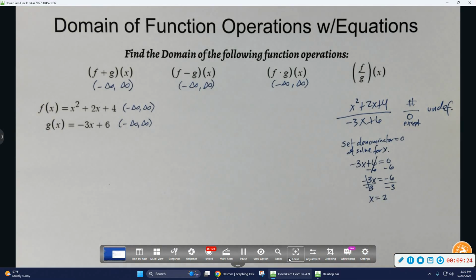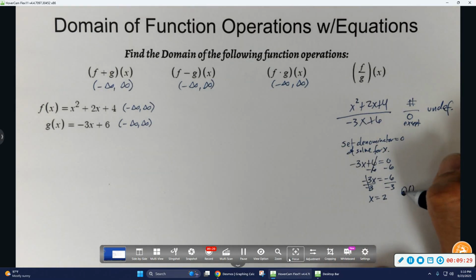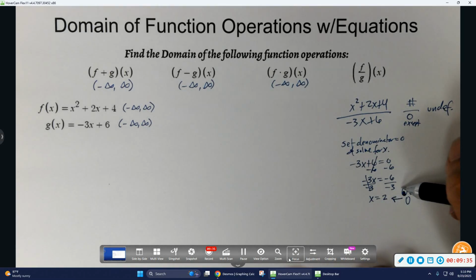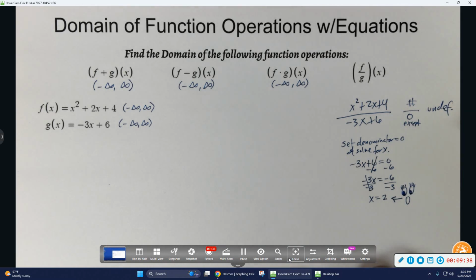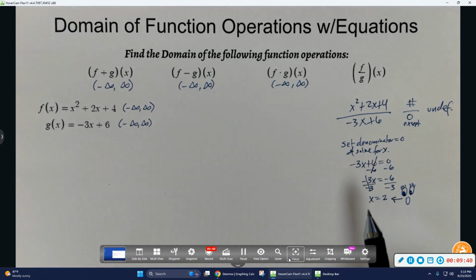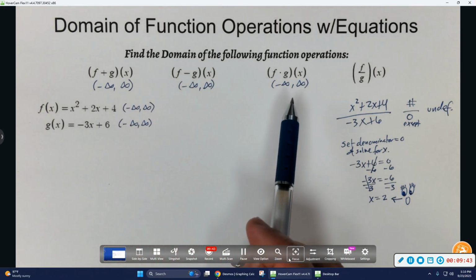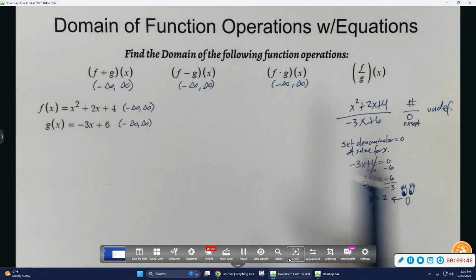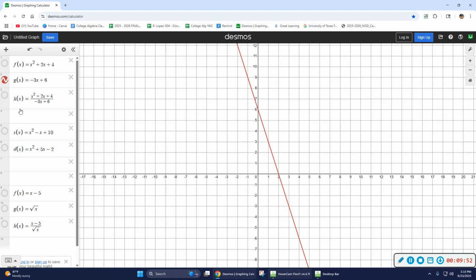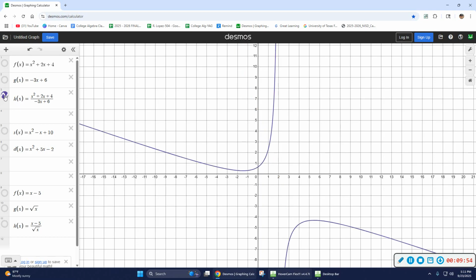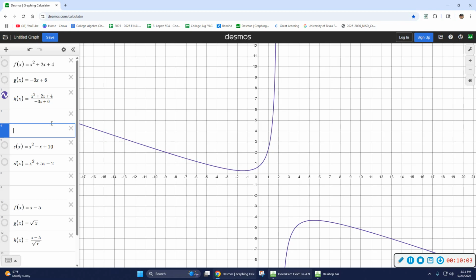So now, when I graph the division function, I'm going to pay close attention to x equals 2. Okay, so for all of these functions, the domain will be from negative infinity to infinity. But what happens when I divide them? Let's take a look. If I divide the two functions, look what happens. We said something happens at 2. So let's just graph what happens at 2.